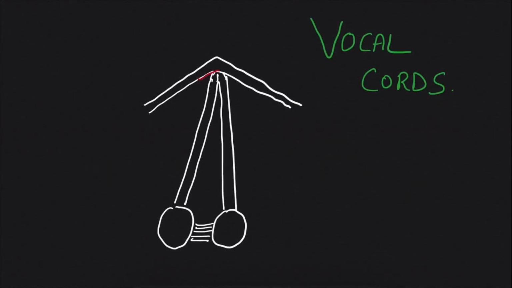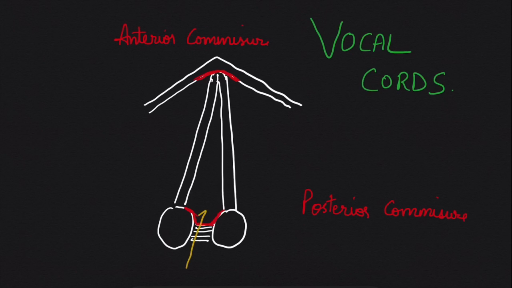Now moving on to the most important thing, that is the vocal cords. So by now we know that the vocal cords extend anteriorly between the posterior surface of the thyroid cartilage and form the anterior commissure. So this area, the red one which I've made, is called the anterior commissure, and posteriorly they are attached to the vocal process of the arytenoid cartilage, and here posteriorly they form the posterior commissure.